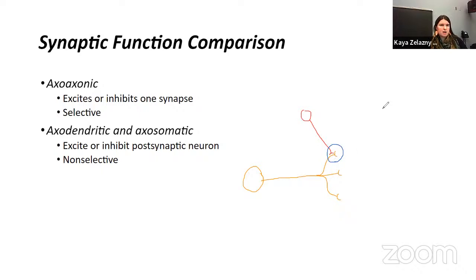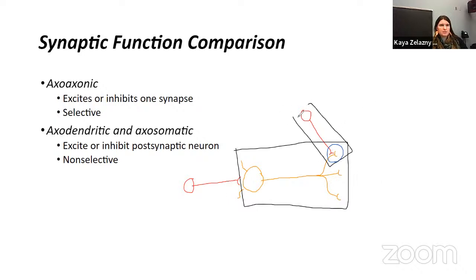Whereas if we think about a neuron over here signaling to the cell body, so this would be an axosomatic connection. If we came into a dendrite, the dendrites are just those processes sticking out. It would be the same kind of situation. This would excite or inhibit that whole neuron, right? So it's affecting the whole neuron because it's affecting whether we're setting off an action potential to all of these terminals or not. Whereas this axo-axonic connection is just affecting this one synapse. So that's what that's talking about with the selective versus non-selective.